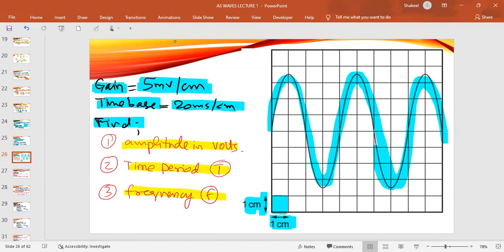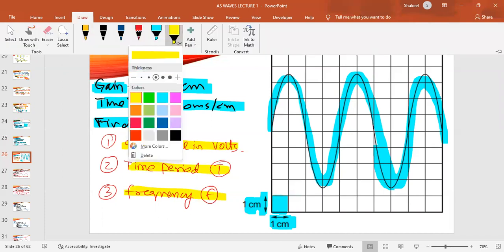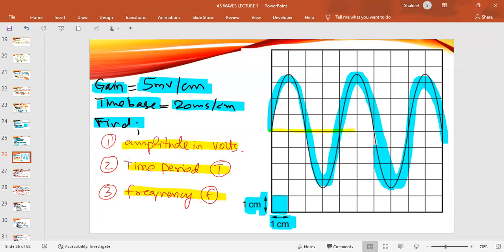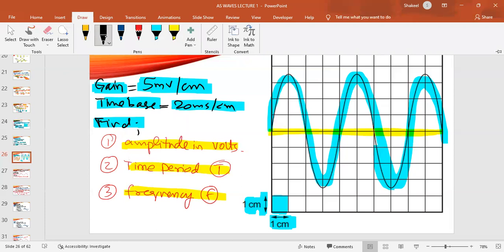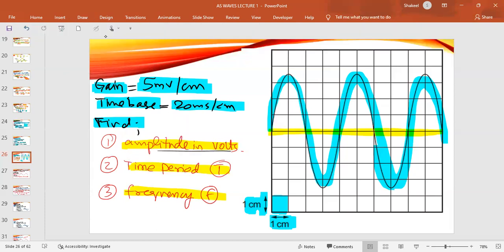So what you have to do is you have to use the formula. For the formula, firstly, you have to see where the mean line is. So this, which I'm highlighting with yellow, is the mean line, right? So if you want to find amplitude in volts, it means you have to find the voltage. So voltage is gain into amplitude. So this amplitude is actually the number of boxes, which is 3, right? 3 boxes is there till the maximum height.